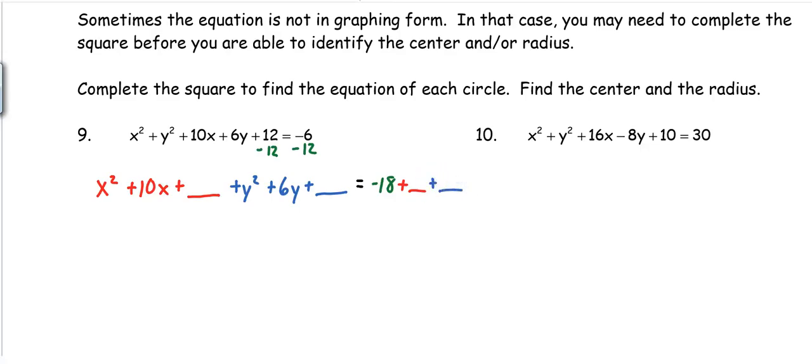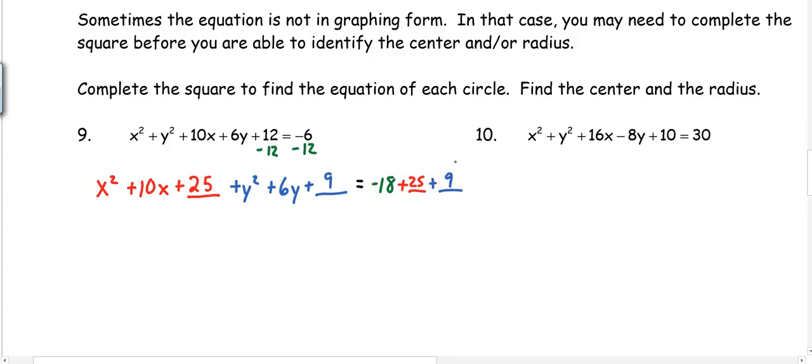So for the x's, to complete the square, I need to look at my b value, which is 10. I need to divide that by 2 and square it. So 10 divided by 2 is 5. Squared is 25. So I'm going to add 25 to both sides. For the y value, it's 6. So half of 6 is 3. Squared is 9. So I'm also going to add 9 to both sides.